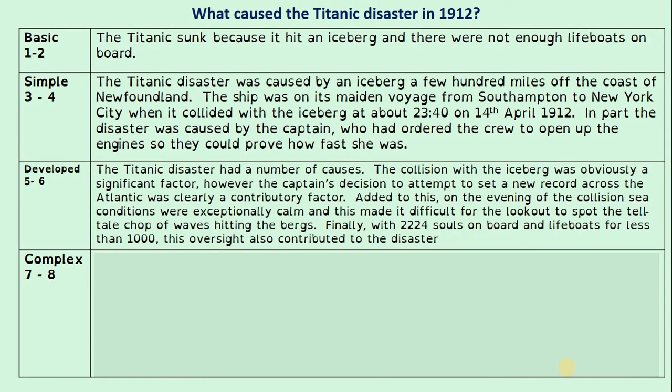So developed, we see straight away it's identifying a number of causes. The collision with the iceberg was obviously a significant factor. However, the captain's decision to attempt to set a new record across the Atlantic was clearly a contributory factor. Added to this, on the evening of the collision, sea conditions were exceptionally calm, and this made it difficult for the lookout to spot the telltale chop of waves hitting the bergs. Finally, with 2,224 souls on board and lifeboats for less than 1,000, this oversight also contributed to the disaster. So a number of causes, reasons given, as well as explanation for those reasons.